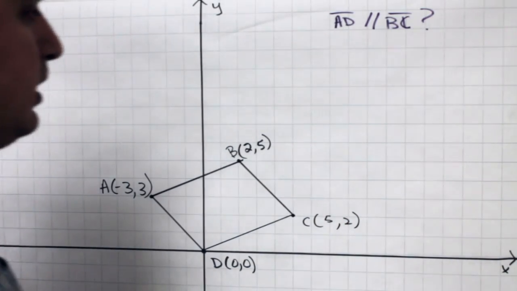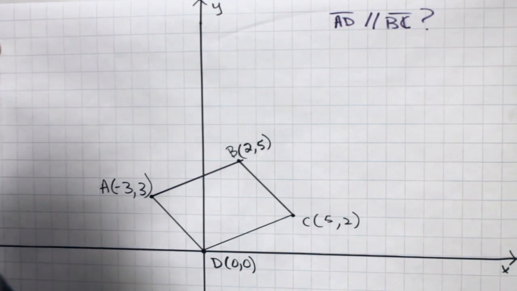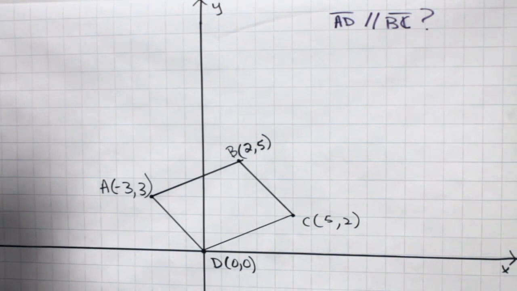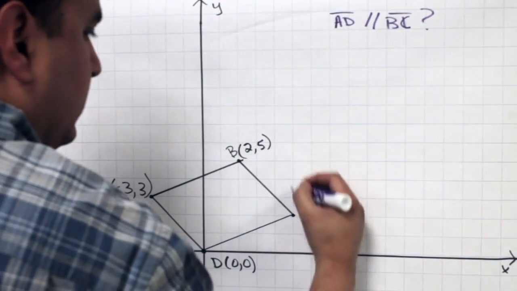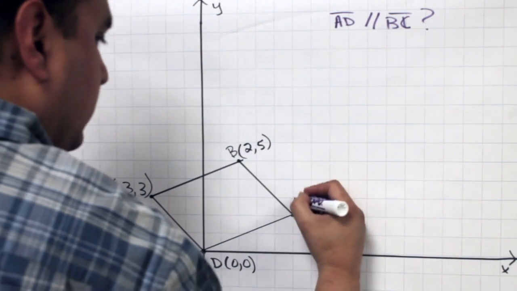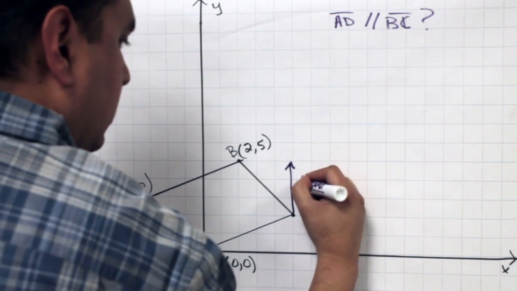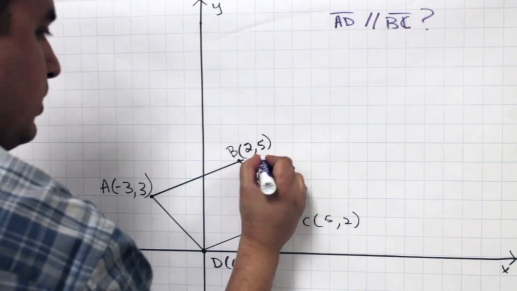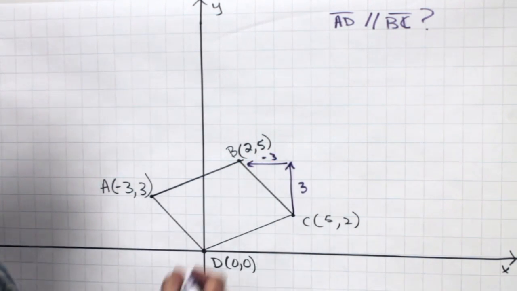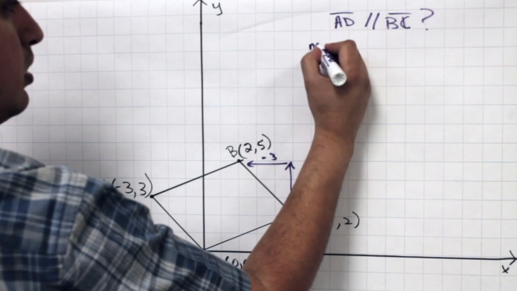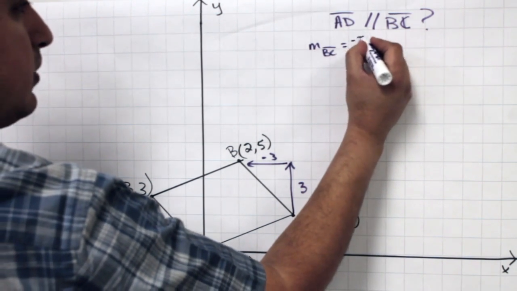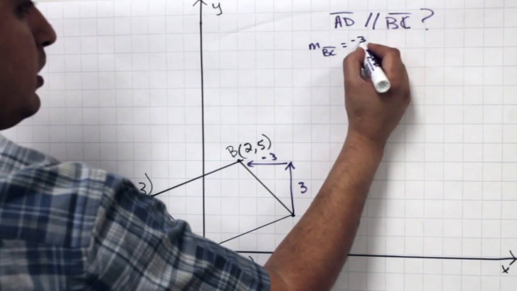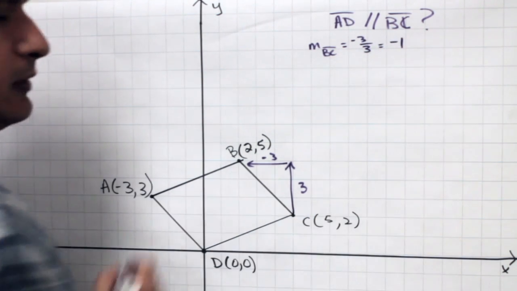First thing I need to do for that is to look at the slopes. That's how I determine if they're parallel. So what I'm going to do is look at rise over run. If I'm going from C to B, I go up 3 and left 3, so that's minus 3. So the slope of BC or CB is going to be negative 3 over 3, which is just negative 1.